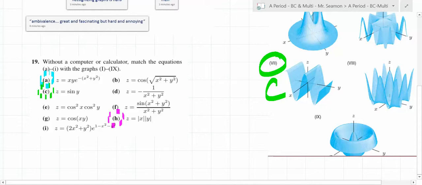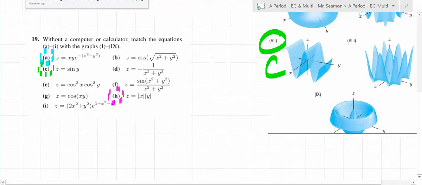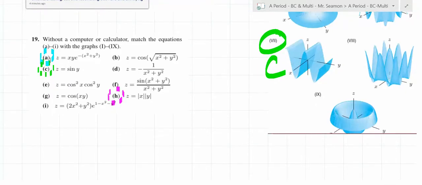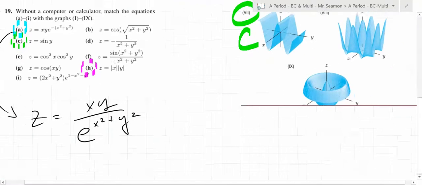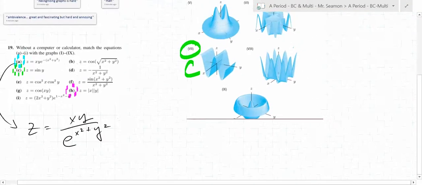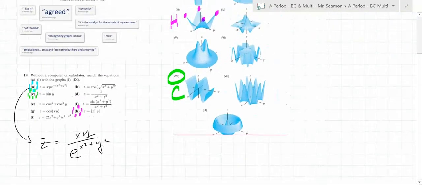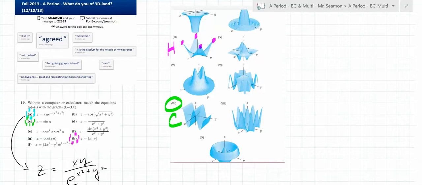So basically, I kind of rewrote it a little. I did it as xy over e to the x squared plus y squared. Oh, you got rid of the negative exponent? Yeah. That's fine. So z is equal to xy over e to the x squared plus y squared. Exactly right. And then I thought about it in terms of limits. Because as x and y get bigger, it's going to get smaller, because e to the x squared plus y squared gets bigger a lot faster than xy. Exactly.